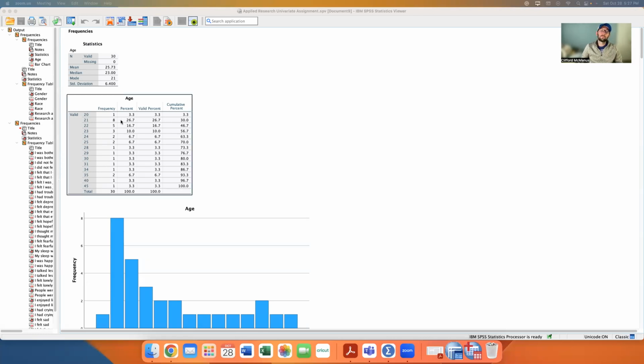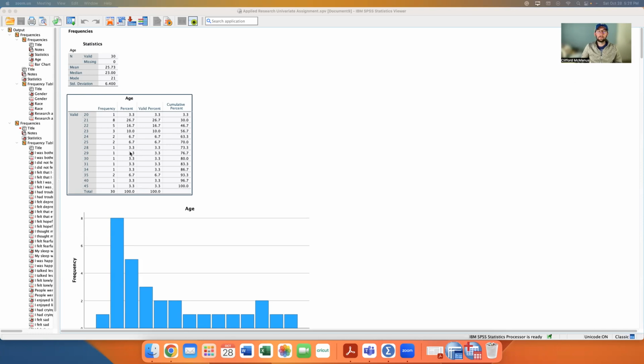And then right here is the frequency table. So think of frequencies as tallies. So one person responded as being 28, participants responded as being 21. Moving on to the percent column. That is going to be all variables, including missing variables.